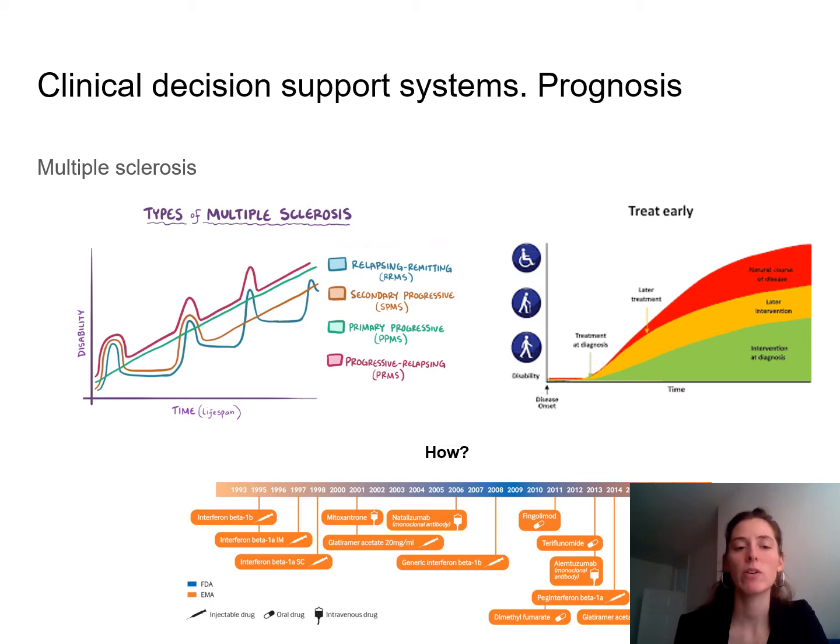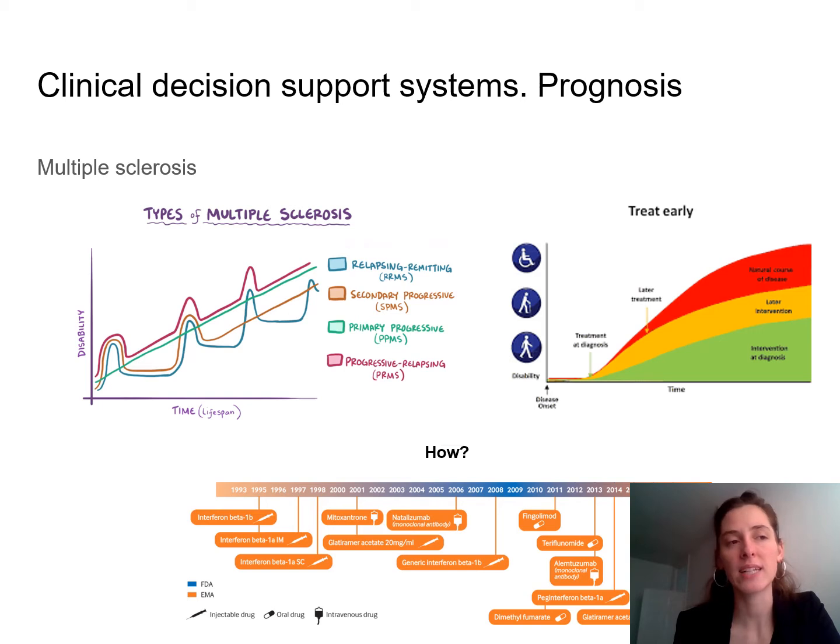Another clinical scenario is when you have the diagnosis, for example, in multiple sclerosis. It's a disease of the brain that affects young people, and with time, if you don't treat it, it can produce a high disability. You can have patients in a wheelchair at 40 years old if you don't treat them. So we've learned that we have to treat this disease early, and fortunately in the last decade a lot of different new treatment options appeared.